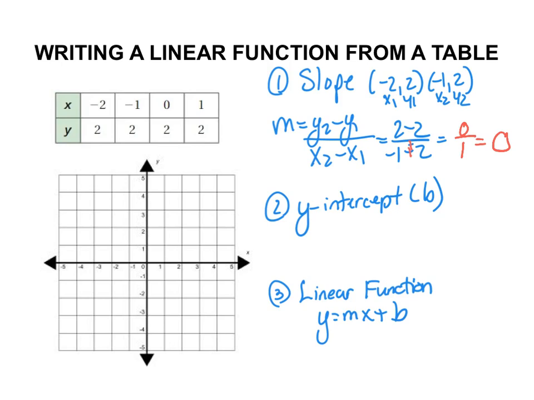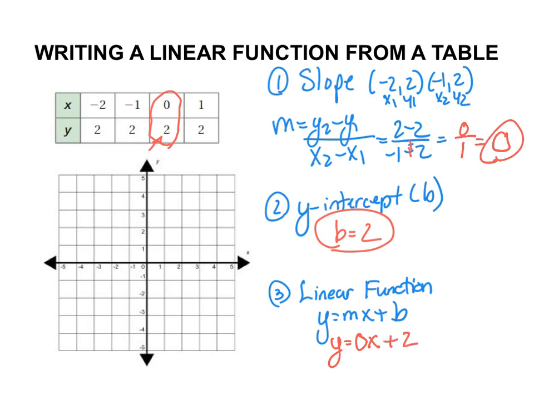Now my y-intercept is going to occur at the point where x is 0, and that means that my line is going to cross at the y value. So my y-intercept for this line is going to be at 2. So now I have my y-intercept and I have my slope. I can write my linear function. So y is going to equal m, my slope is 0, x, plus my y-intercept, 2.